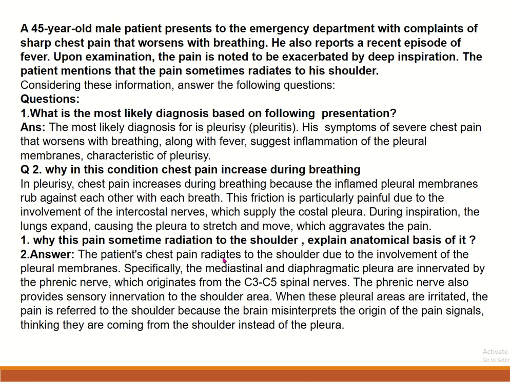The patient's chest pain radiates to the shoulder due to the involvement of the pleural membrane, especially the mediastinal and central part of the diaphragmatic pleura, which is innervated by the phrenic nerve, which originates from the cervical 3 to cervical 5 spinal nerves. The phrenic nerve also provides sensory innervation to the shoulder area. When this pleural area is irritated, the pain is referred to the shoulder because the brain misinterprets the origin of the pain signal, thinking it is coming from the shoulder instead of the pleura. So this is all about the anatomy of the pleura.